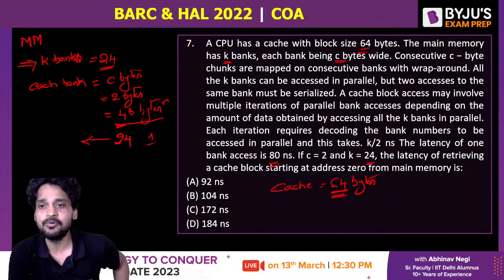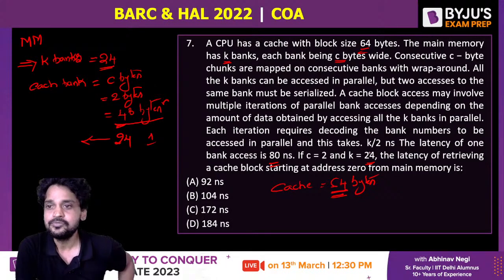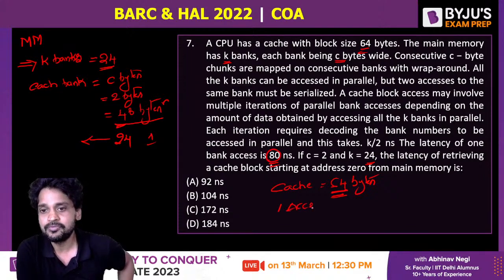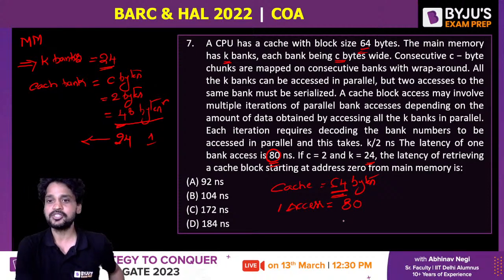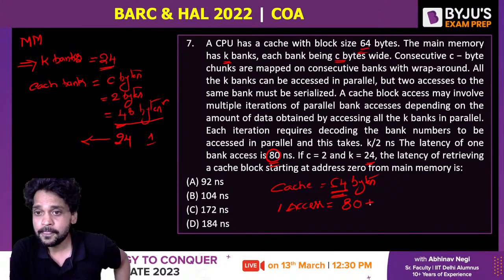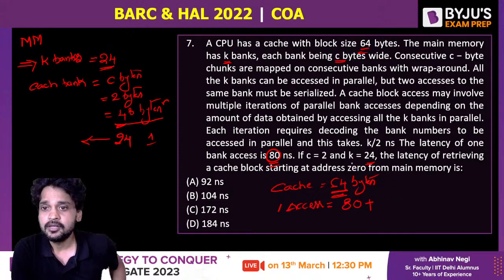So how would it happen? The latency of one bank access is equal to 80 nanoseconds. So one access is equal to 80 nanoseconds plus k by 2 nanoseconds. Latency of one bank access is, wait.